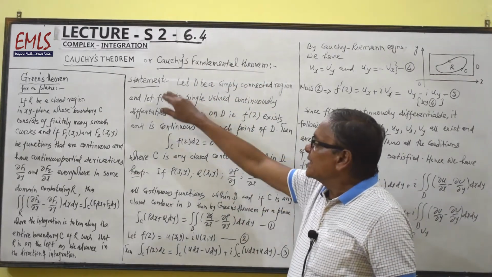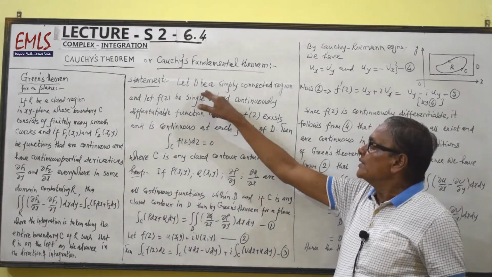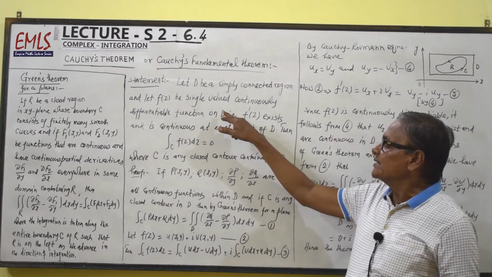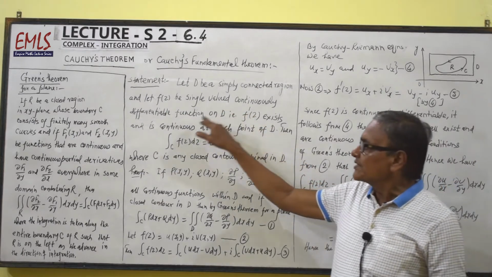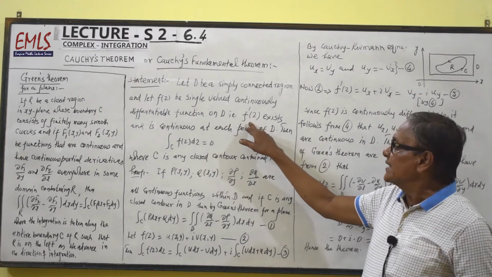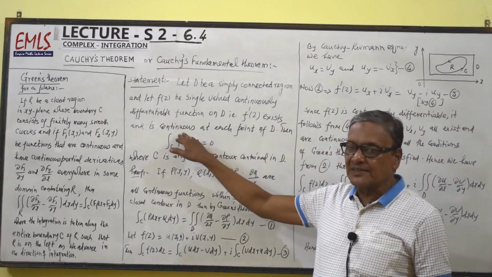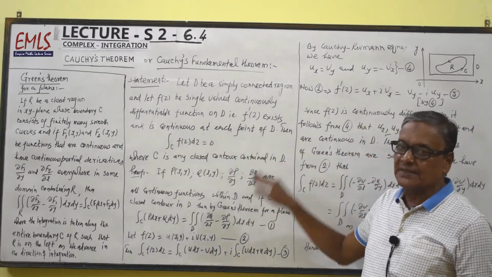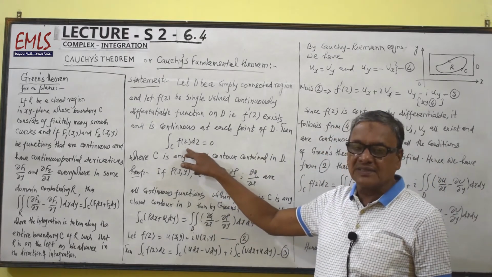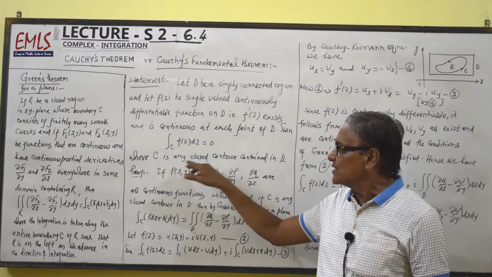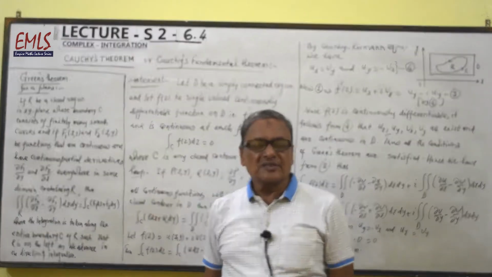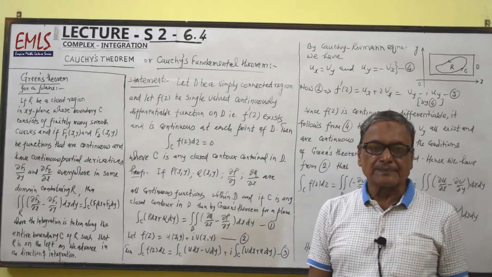The statement of the theorem is: let D be a simply connected region and let f(z) be a single valued continuously differentiable function on D, that is f'(z) exists and is continuous at each point of D. Then the line integral over C of f(z) dz is equal to 0, where C is any closed contour contained in D. This is the statement of the theorem, Cauchy's fundamental theorem.